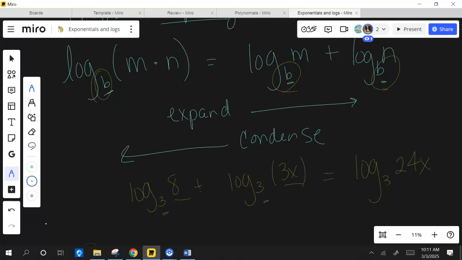So if you take one log and you write it in multiple different logs, that's expanding. If you take multiple logs and you shrink it down to just one log, that's condensing. So this asks me to condense down to a single log.